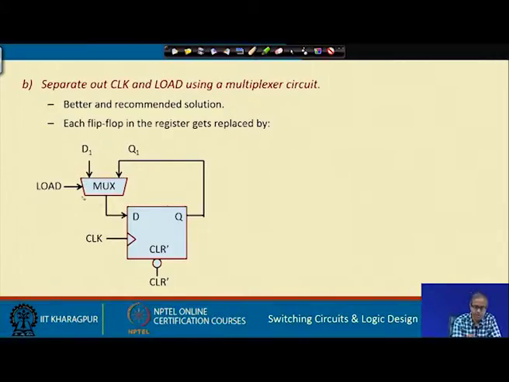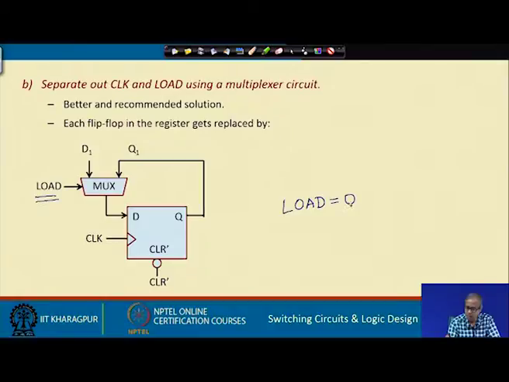Here you have a 2 line to 1 line multiplexer and you have this load control. If load is 0, just try to understand what is happening. If load is 0, which means you are not trying to load, whatever is stored in this flip flop should remain. In a register there will be a number of such flip flops. I am just showing one flip flop, but the clock is coming continuously, so whatever is in D will anyway get loaded with every clock.